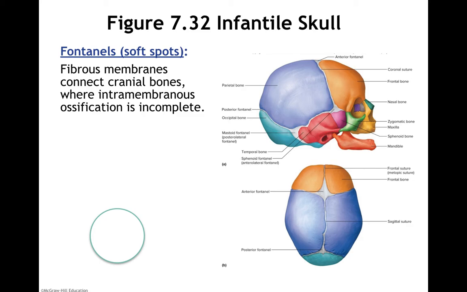And in an infantile skull, just before birth and for several years after birth, we do have fontanelles, which are commonly referred to as soft spots. These are fibrous membranes that contain cranial bones, and these are locations where that intramembranous ossification is not finished, and that allows some movement of the skull through the birth canal. And we'll end it here.